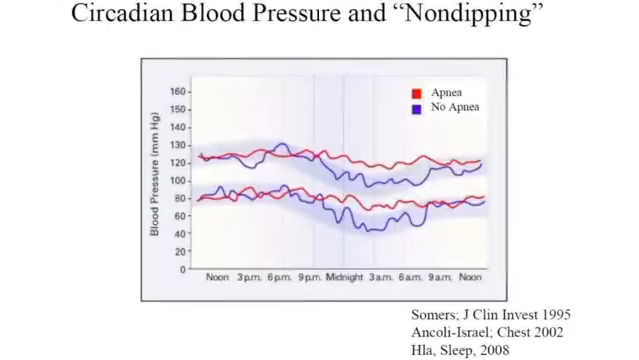This is something that is called dipping and non-dipping. People who have no apnea, in the blue, notice what happens. Their blood pressures go down at night, here in the 3 a.m. to 6 a.m., goes down at night.